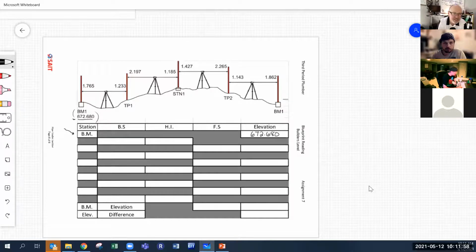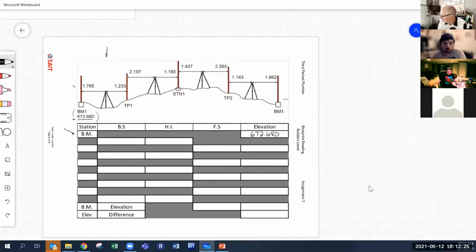And so we will set up our builder's level. We're going to set it up at a location where we have a line of sight to the benchmark, and a line of sight to our new foresight. You may not know where that foresight is yet, but that's no big deal. But we need to set up the builder's level where we have a line of sight to the benchmark.